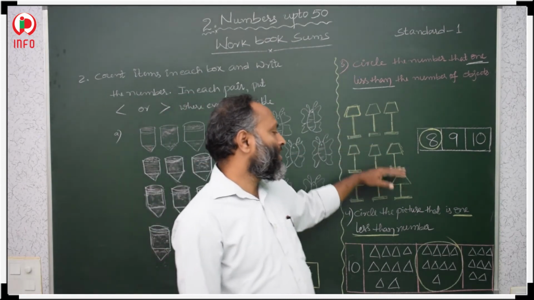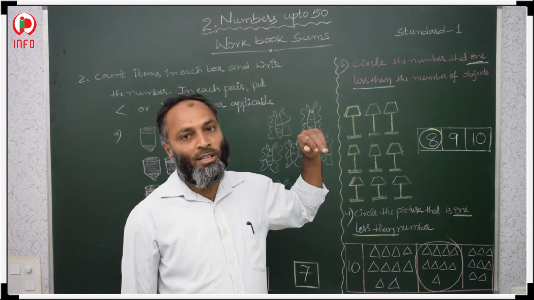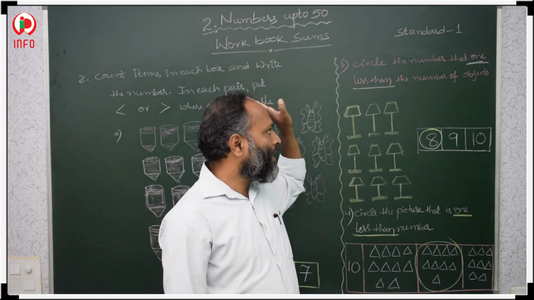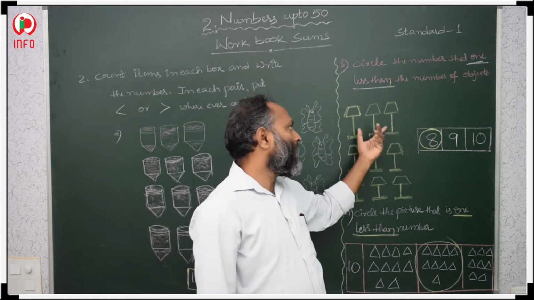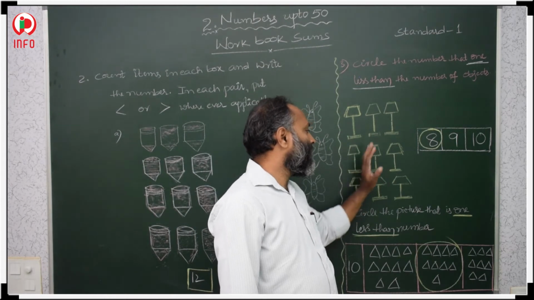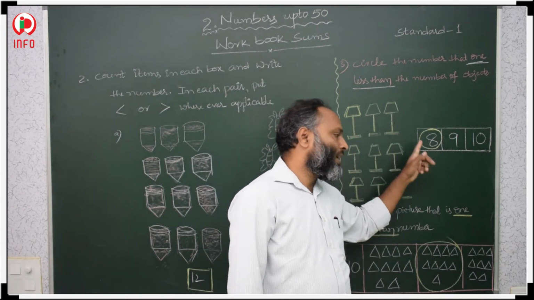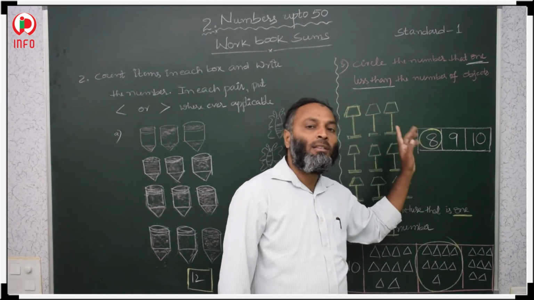So here 9 objects were there. Before, whatever objects were there, that we made a circle. So don't be confused. In the previous question he asked like that. In this question he asked, whatever objects are there, in those objects we have to make one less. So wherever one less number will come, that we have to make a circle. So this is the method.